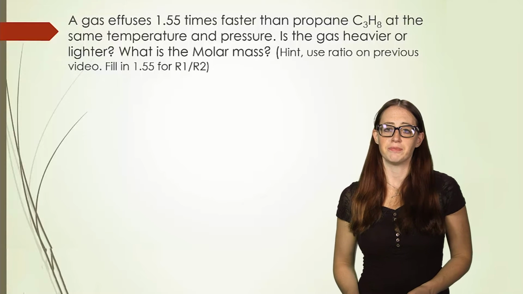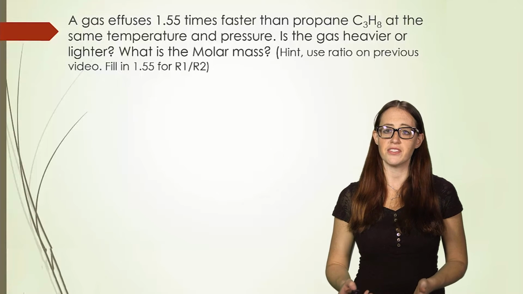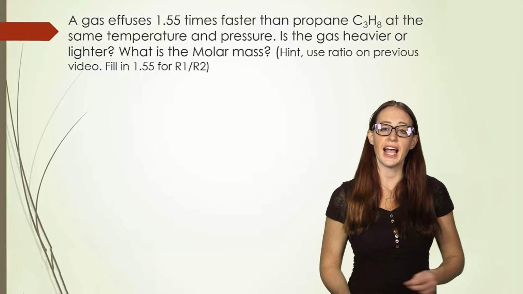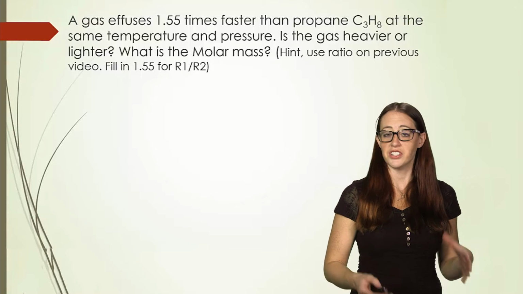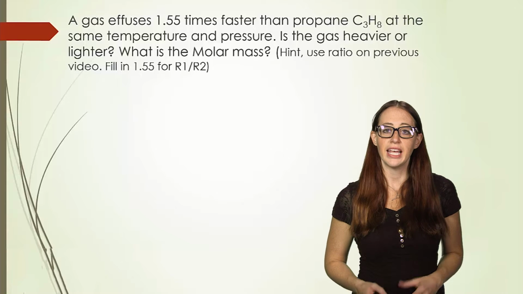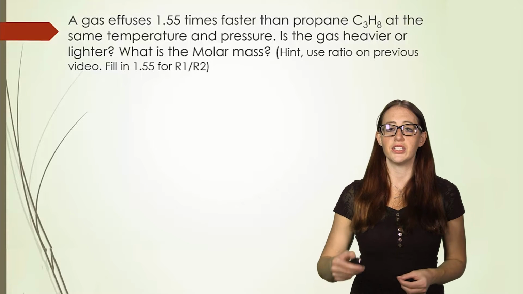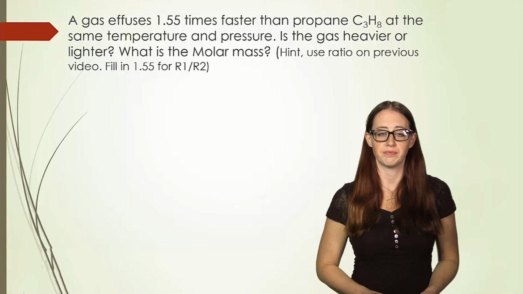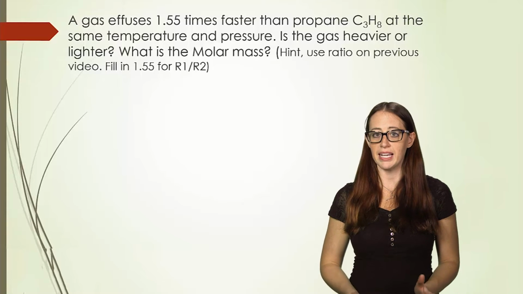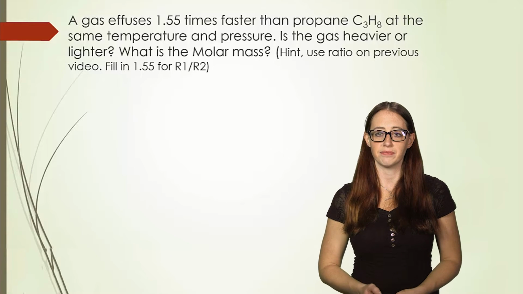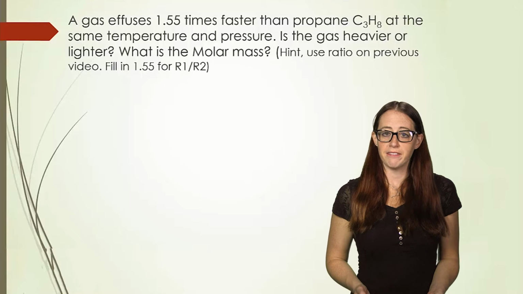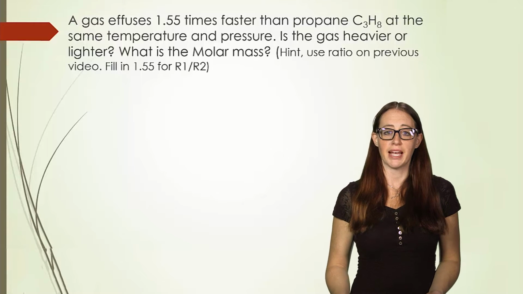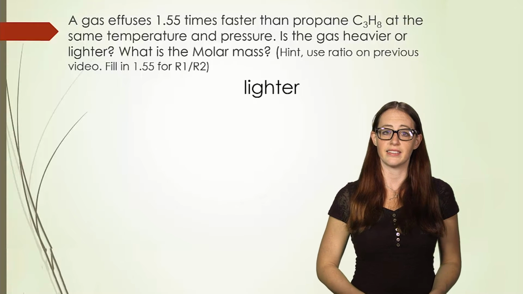In this example, we have an unknown that travels faster than a given molecule. And I ask you a bit of a stepping stone / check question first. Given this, is the mass of the unknown heavier or lighter? Pause before you hit play and listen to the answer. Since it's traveling faster, we know that our molecular mass must be lower, and so the gas is lighter.